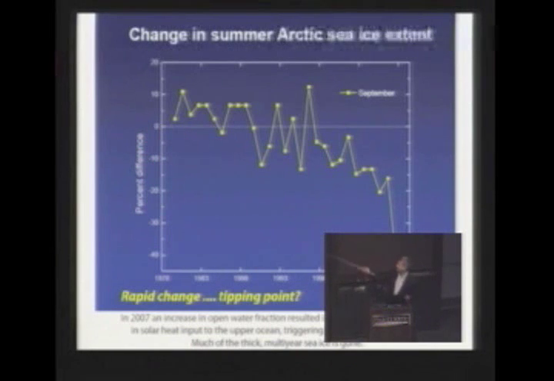This is percent difference from that average, from that 20-year average, basically. And so in 2007, there was an increase in open water fraction that resulted in a 500% positive anomaly in solar heat input into the upper ocean, triggering this so-called ice albedo feedback.